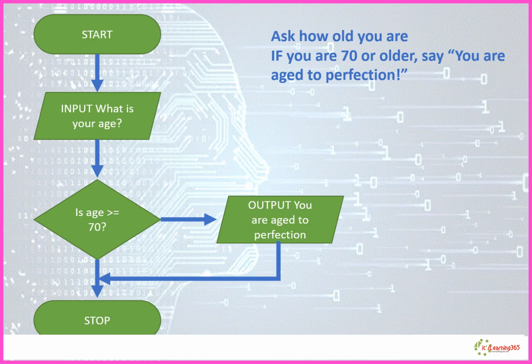If I was to input the age 70, it will check at the diamond to see whether the age is greater than or the same as 70. If it is, it will output on the screen, you are aged to perfection. If I input an age of 69, which is less than 70, when it gets to the decision, is the age greater than or the same as 70, the answer will be false, so it won't print anything on the screen and the algorithm will just stop. I've put an input into my algorithm, it's asked a question and made a decision based on that data, and then it's followed a certain set of steps based on that decision.